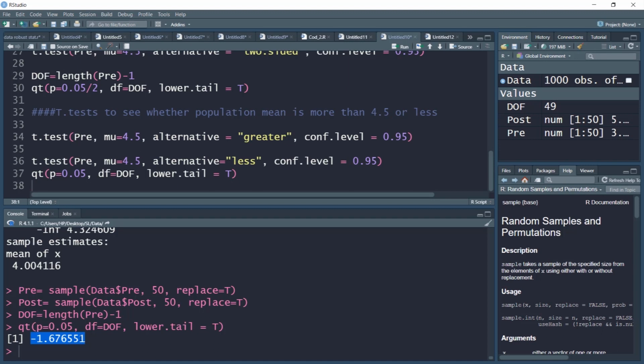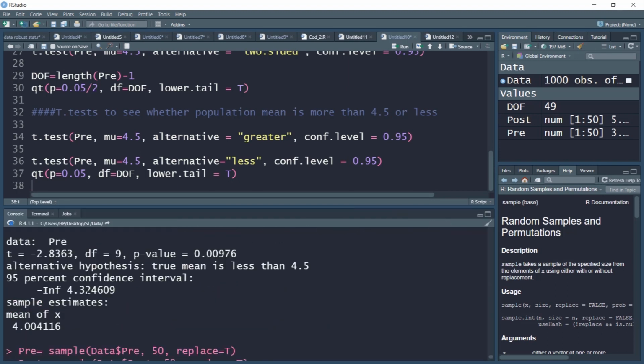Notice that the magnitude of this critical value is much lower as compared to the test statistic t value that we computed earlier, which is -2.8363. That means we can reject the null with a reasonable amount of confidence. And also, even without doing this critical value analysis, we could have directly looked at the p-value as well, which suggests that the significance level of this test is very high. So with a lot of confidence, we can reject the null and say that the mean is less than 4.5.